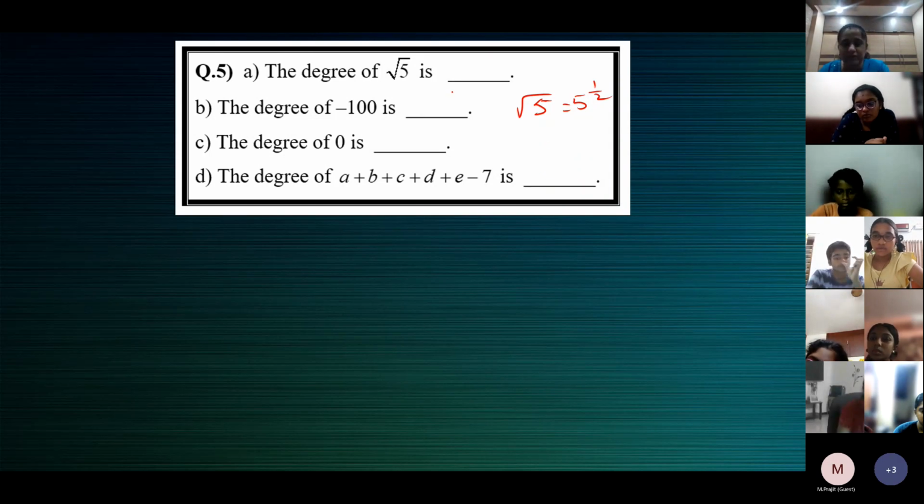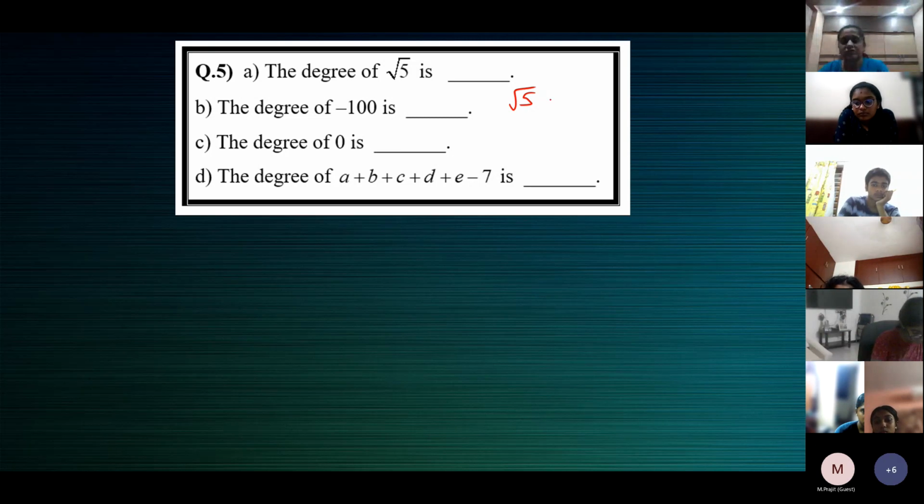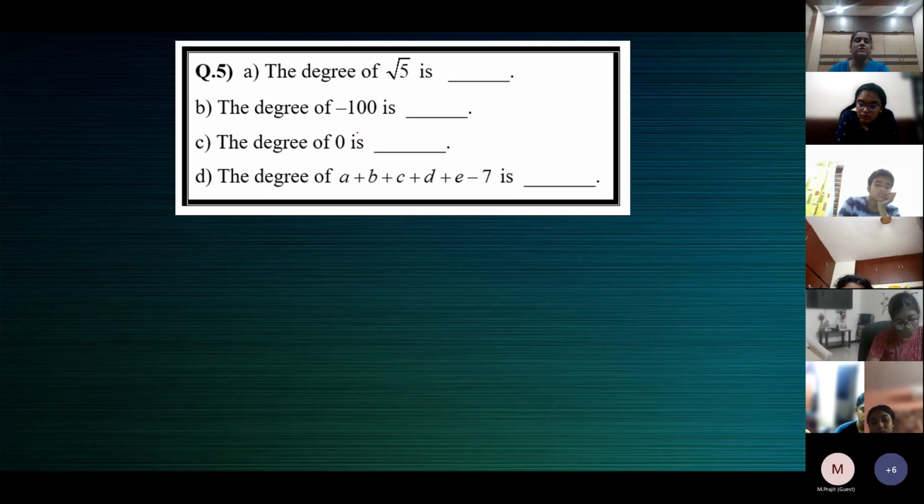You must look for the variable. Where is the variable? Root 5, there is no variable. Root 5 is a constant. So just fix a variable. Raise it to the power 0. So the degree of a constant polynomial is 0. Root 5 is a constant polynomial. Its degree is 0. Yes or no, children? Yes, ma'am.